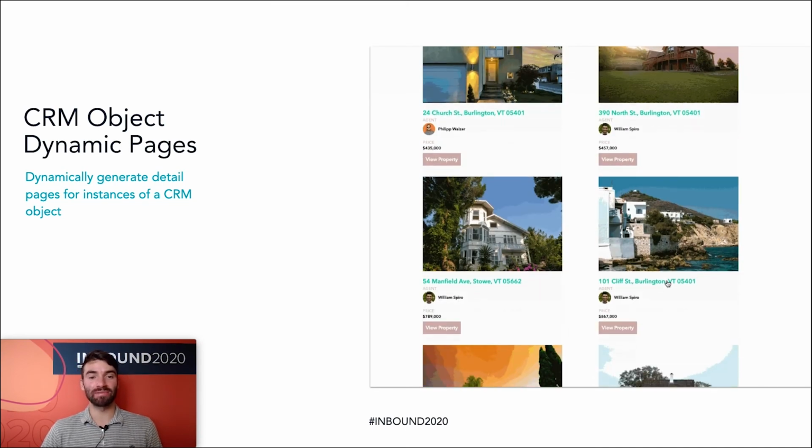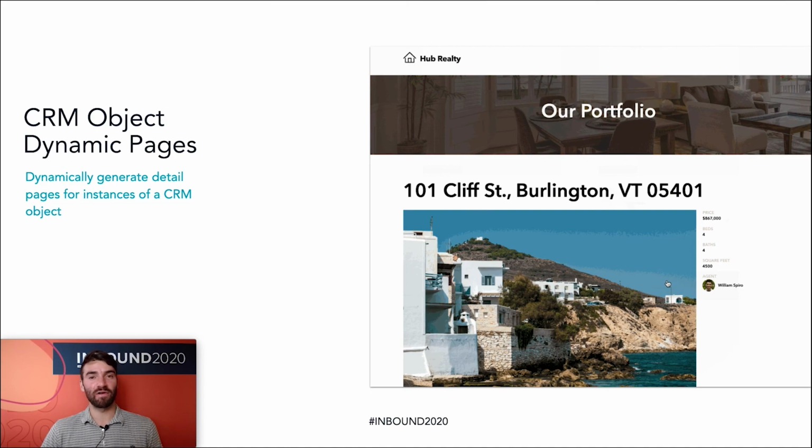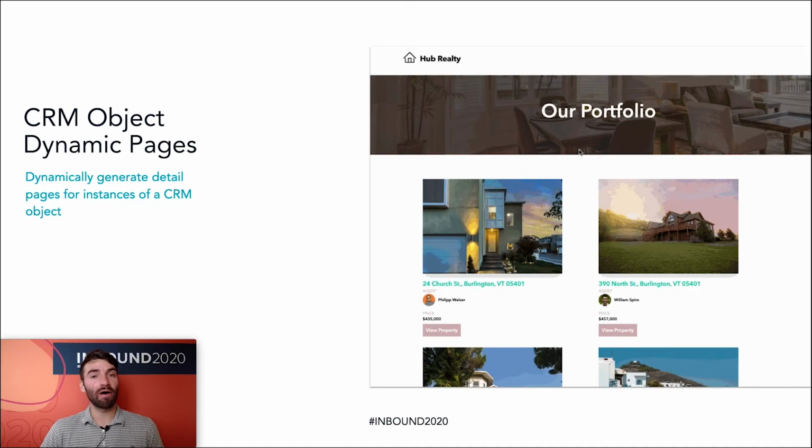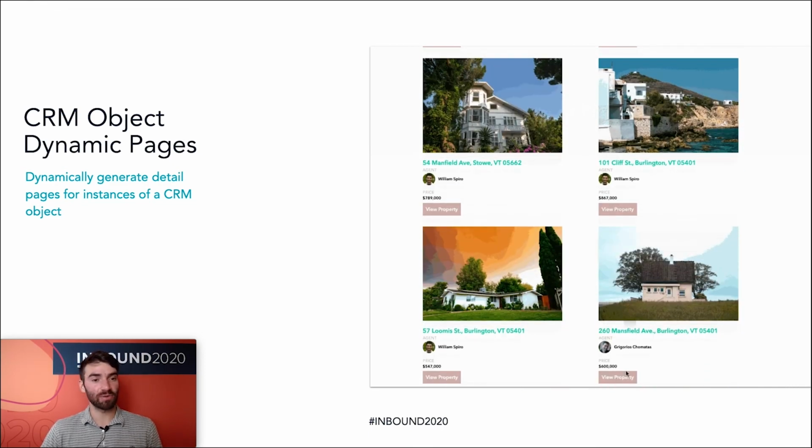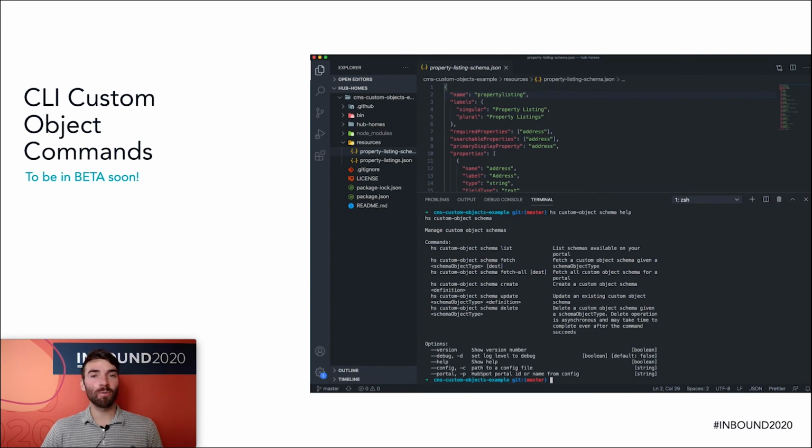As soon as CRM Object Dynamic Pages is ready, we'll definitely let folks know through our usual channels and by PRing the custom objects example repository to use it. So make sure to watch that repository. We're also working on a number of HubSpot CLI commands that allow developers to create objects, create sample data, fetch object schemas, and more. Our custom objects example repository actually utilizes these CLI functions to scaffold out the sample data and sample object. These CLI commands should be in beta soon, so we'll make sure to announce them when they're ready.